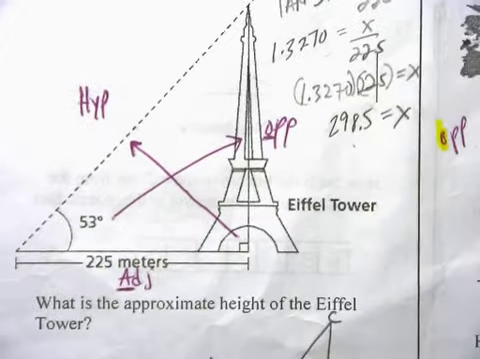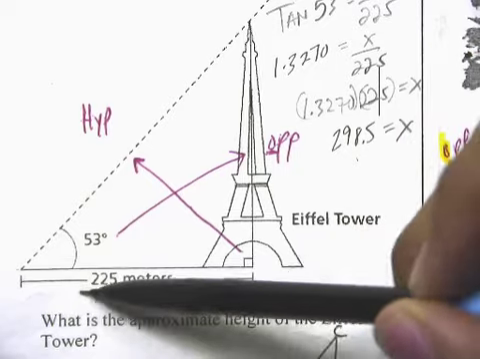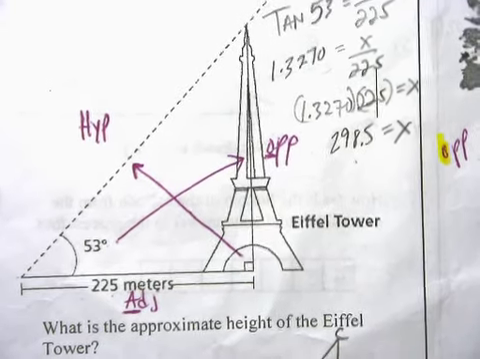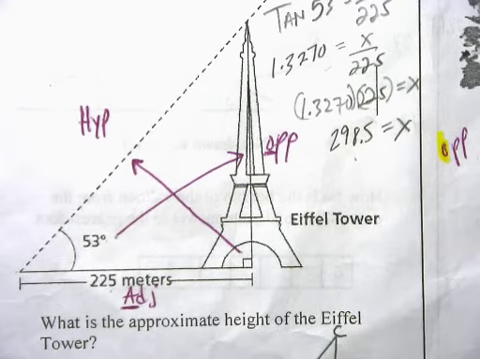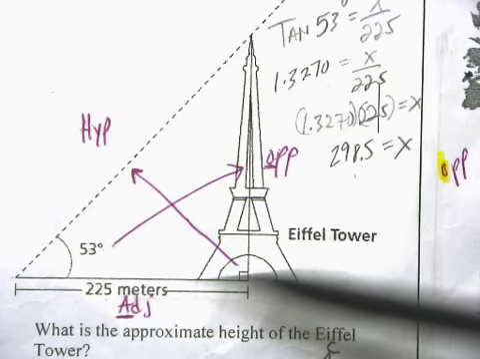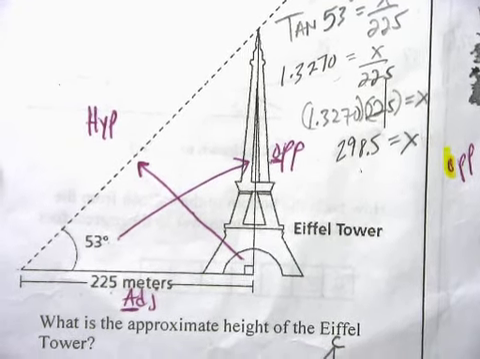Okay, so here we have question number 11. They show us a picture of the Eiffel Tower. They tell us that the distance from here to here is 223 meters. They give us this angle here of 53 degrees. And they want to know what is the approximate height of the Eiffel Tower. So I hope you can see here that we have a right triangle, right?